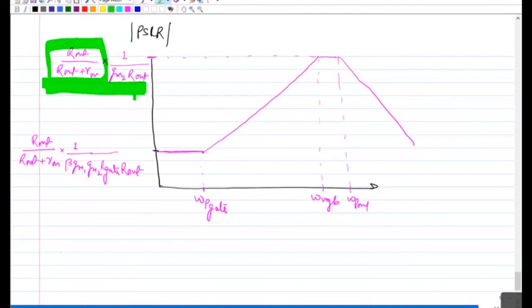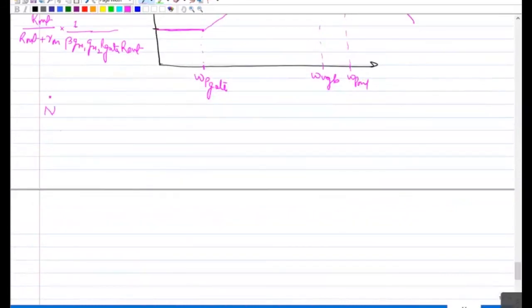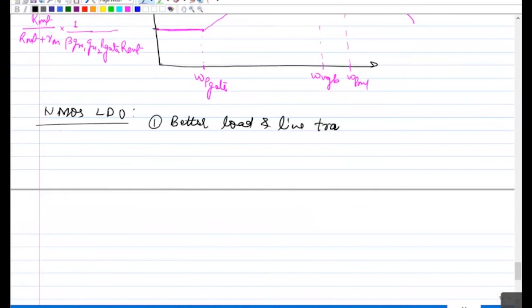So if I want to summarize here, NMOS LDO: better load and line transient response, better load and line regulation.